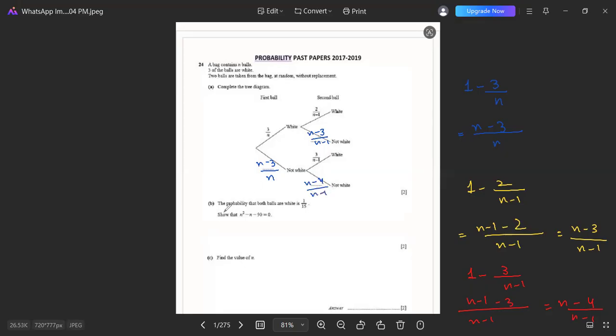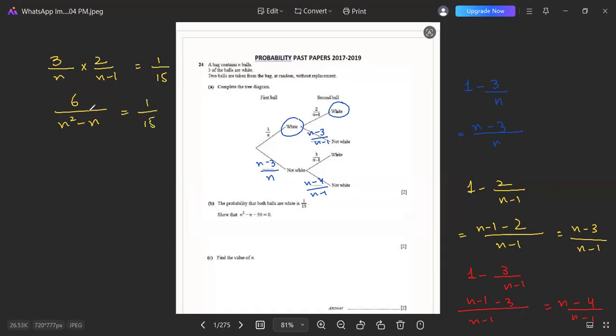Next, in the B part, they gave us that the probability of both balls being white is 1 over 15. So we need to show that n square negative n negative 90 is equal to 0. The probability that both balls are white is over here and here. So we multiply these two probabilities: 3 over n times 2 over n minus 1, and they're saying the probability is 1 over 15. Simplifying, 3 times 2 is 6 over n into n minus 1, which is n square minus n, and 1 over 15.